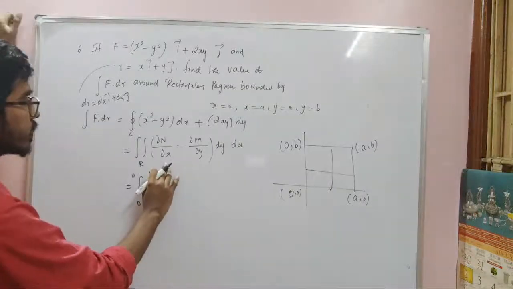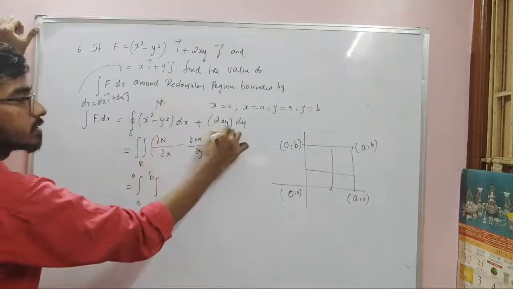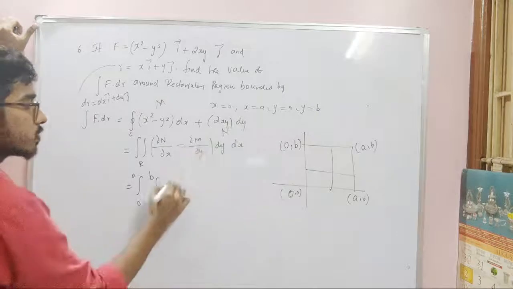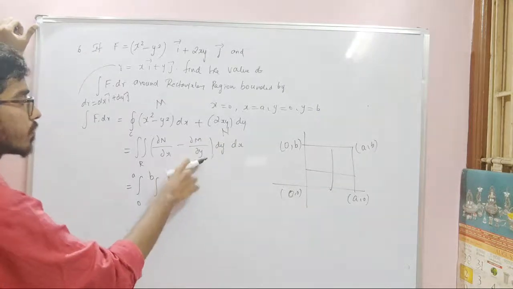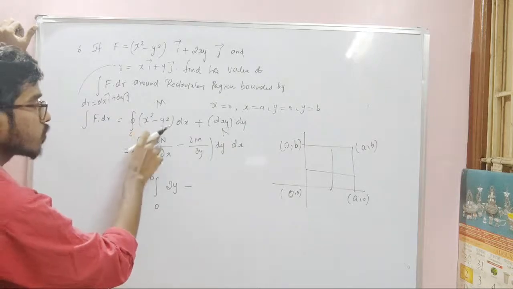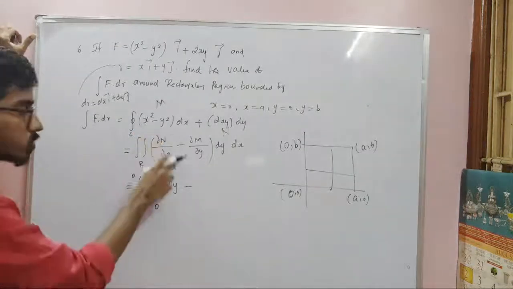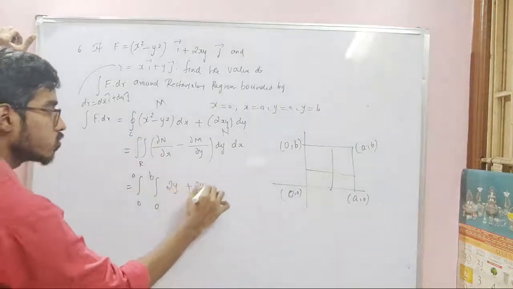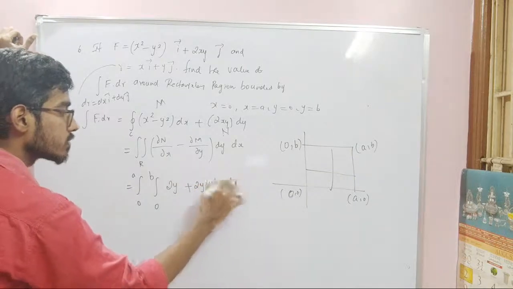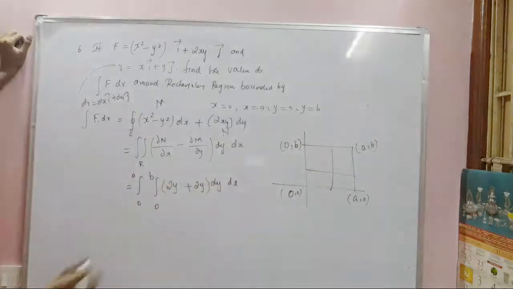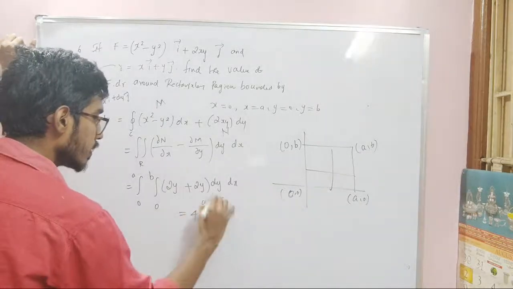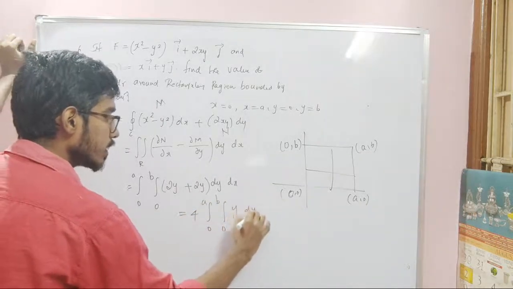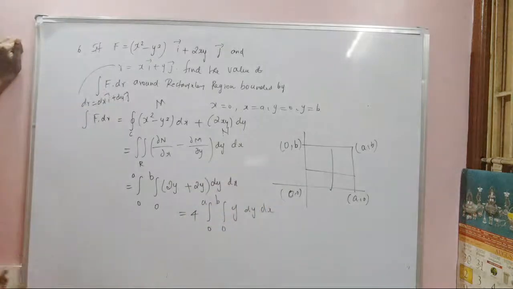What is dou N by dou x? This is M dx plus N dy. So dou N by dou x is 2y, minus dou M by dou y. M with respect to y gives minus 2y, so minus minus 2y will be plus 2y, dy dx. So this is 4y, so I can take 4 outside. Integral 0 to a, integral 0 to b, y dy dx.